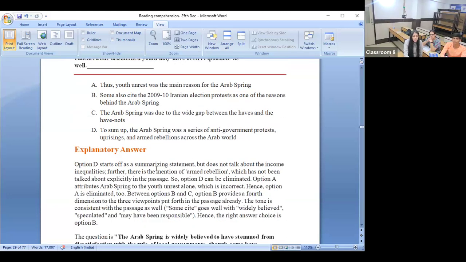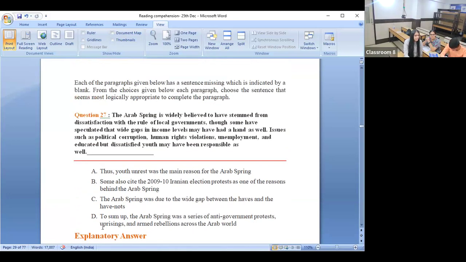ठीक है? Now let's go with B. Options B and C. Option B provides a fourth dimension to the three viewpoints put forth in the passage. The tone is consistent with the passage as well. Hence, the right answer, what they're saying, is B and C both are correct. D तो है ही नहीं. A का हमें समझ में आ गया. That option A cannot be there. A and D तो is easy elimination. अब बात करें B and C में.